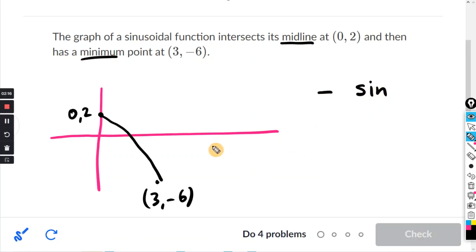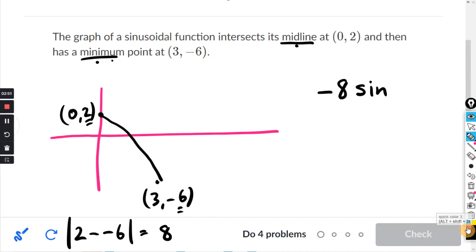And as far as the amplitude is concerned, going from midline to minimum, the amplitude travels from y equals 2 to y equals negative 6. So the amplitude is just going to be the absolute value of 2 minus negative 6, which of course is just 8. Again, midline to minimum would be the distance for the amplitude. So that's 8.